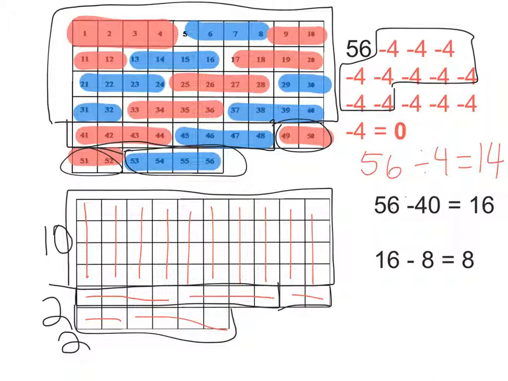So now we just have to see how many groups of 4 we took away. In the end, we're doing exactly the same thing we did up here. We're counting how many groups of 4 there were. So here there were 10, then 2, then 2, which is 14 all together. Same up here. 10, 2, and 2. It's 14.